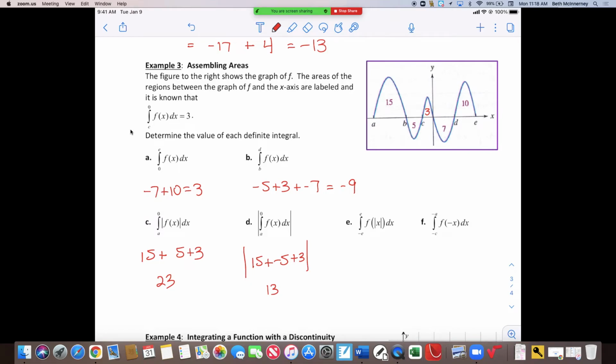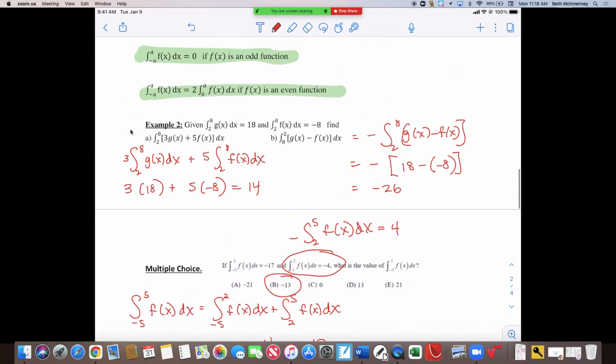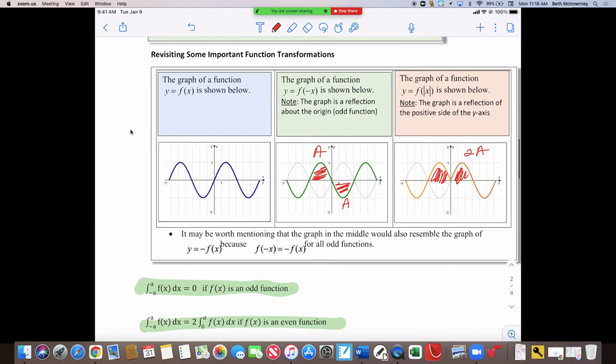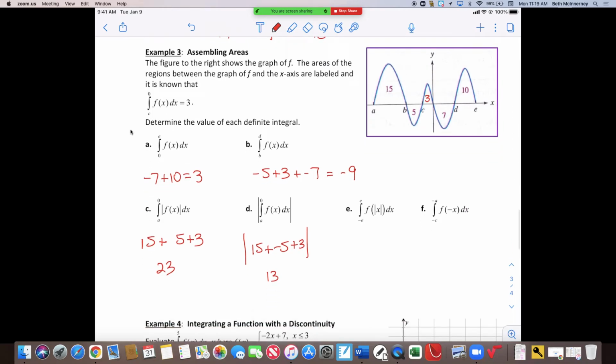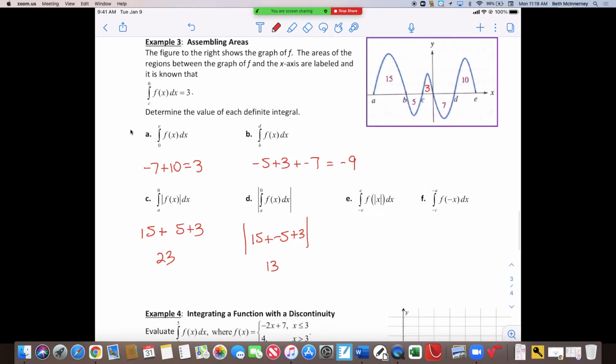So in letter E, I have the integral from negative e to e of f of the absolute value of x dx. And I want to scroll back up here a moment. This is representing the even function, and it's getting reflected across the y-axis. So here's what's going to happen: I know what 0 to e looks like, and I'm going to ignore the A, B, and C. I want negative e to e. So let me show you this.